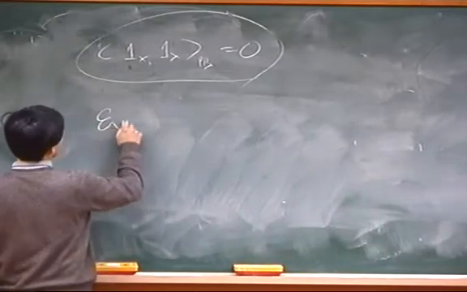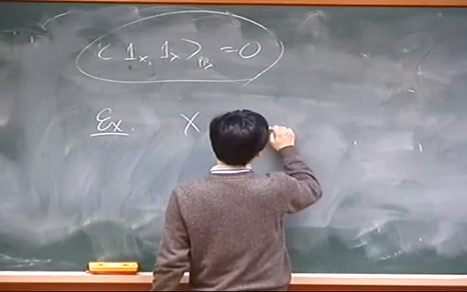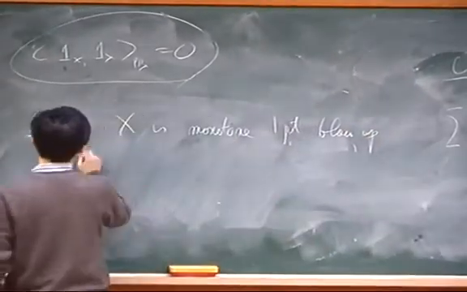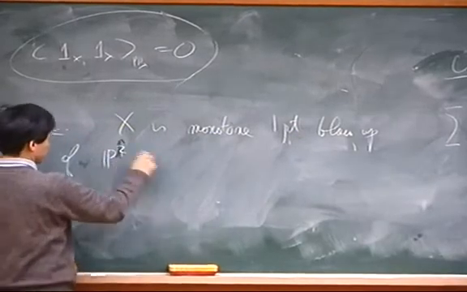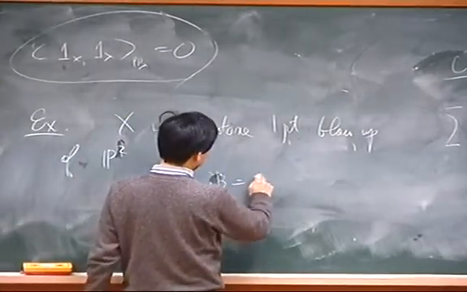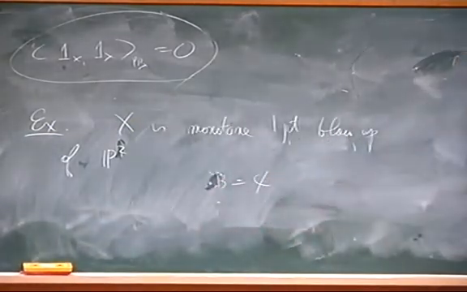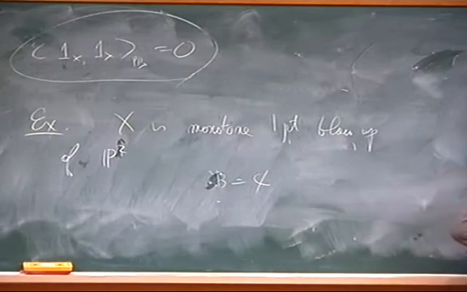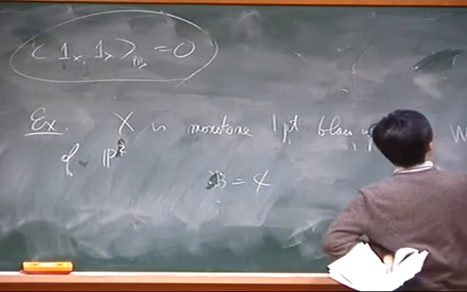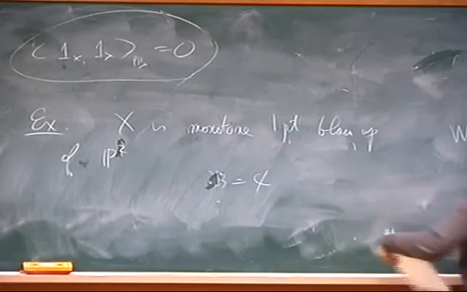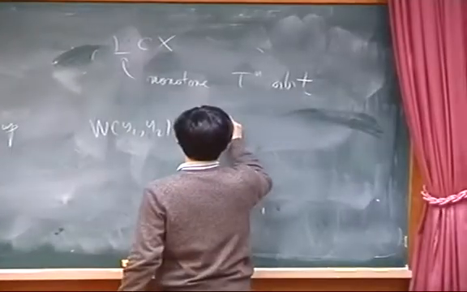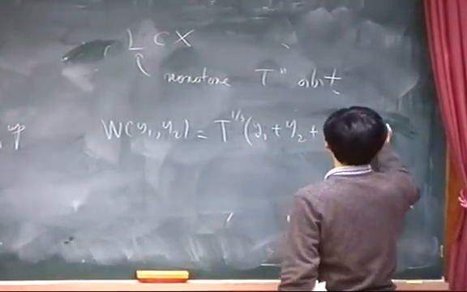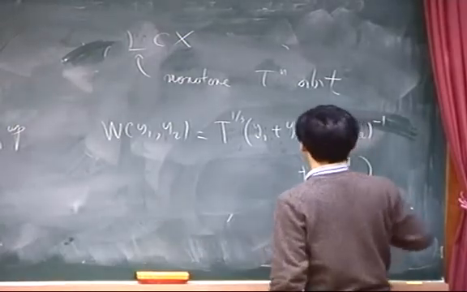So that's the case when, for example, X is a monotone one point blow up of P2. So then of course the Betti number is 4. And you take L, there is a unique monotone Tn orbit. And then the W for this L is something like this: T^(1/3) y1 plus y2, plus y1 inverse. This kind of calculation you can find in a toric paper. So this is an easy calculation.